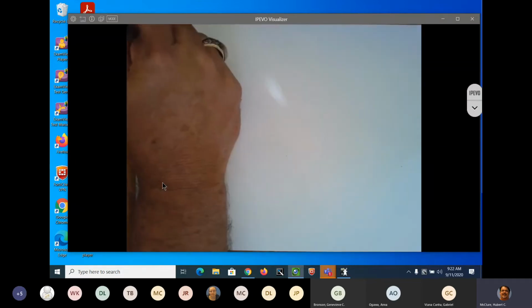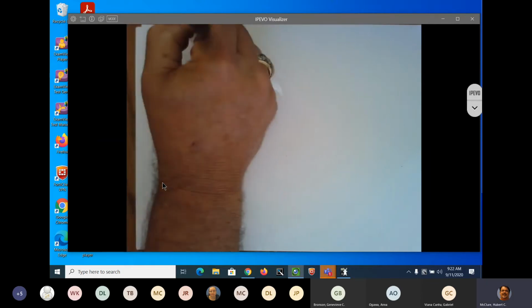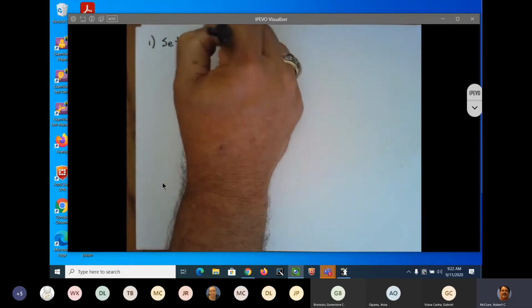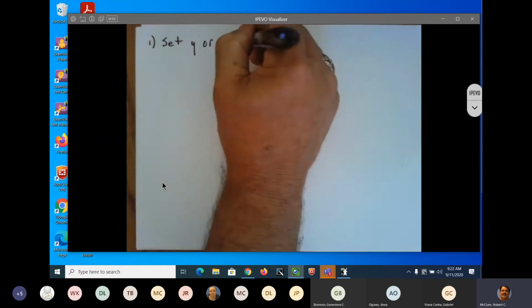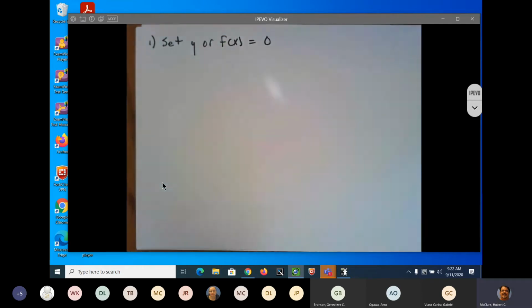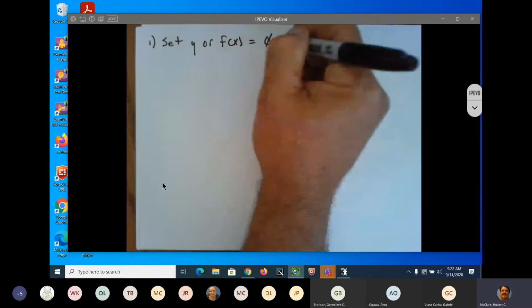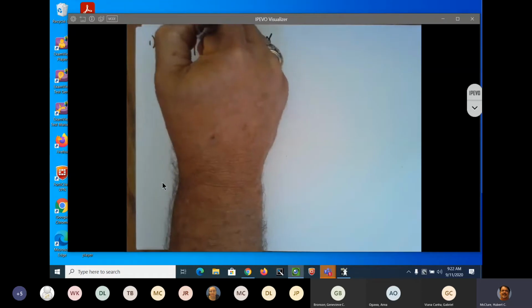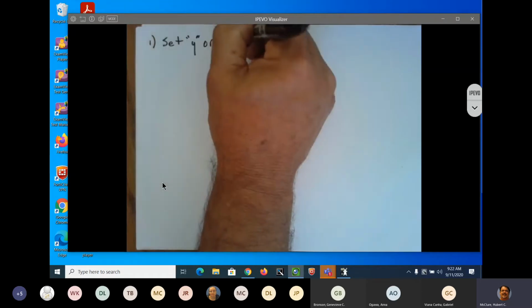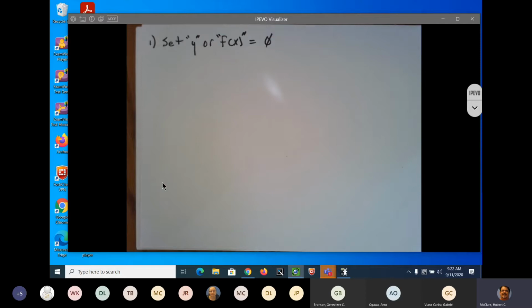Number 1, set y or f of x equal to 0. That's your first step. Set y or f of x equal to 0 because you're finding your x-intercepts.